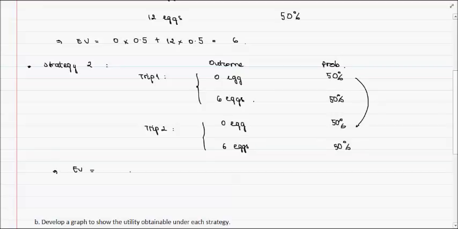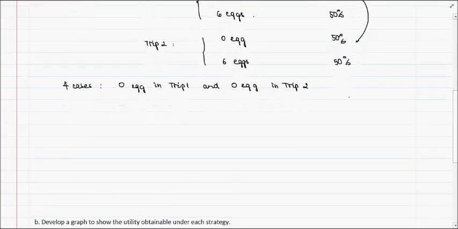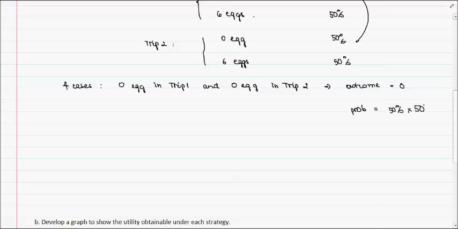Alright, so to get the expected value, I have 4 cases in total. The first case is 0 eggs in trip 1 and 0 eggs in trip 2, so the total outcome is 0 eggs in both the trips. The probability in this case is 50% for the first trip times 50% for the second trip, so that becomes 25%. Remember, 0.5 times 0.5 is 0.25.